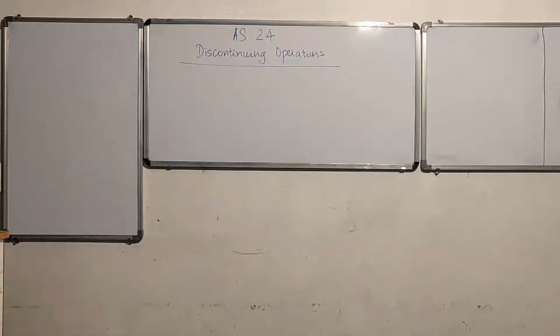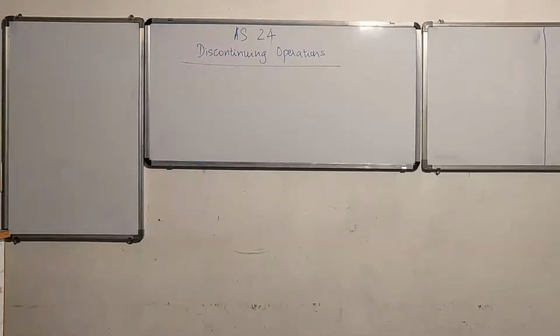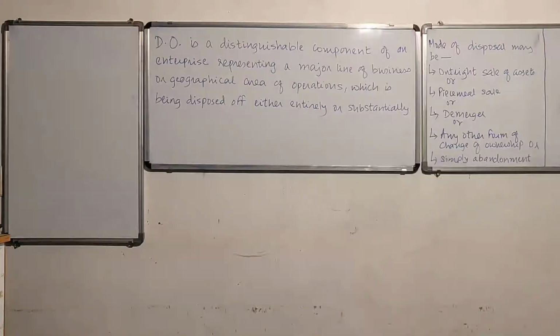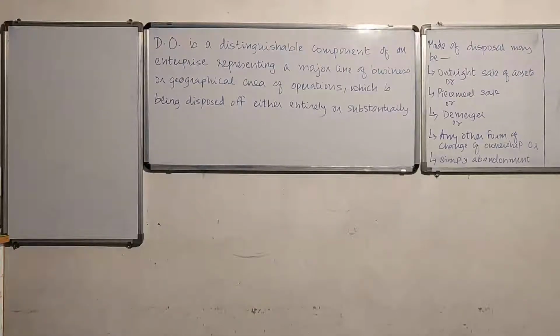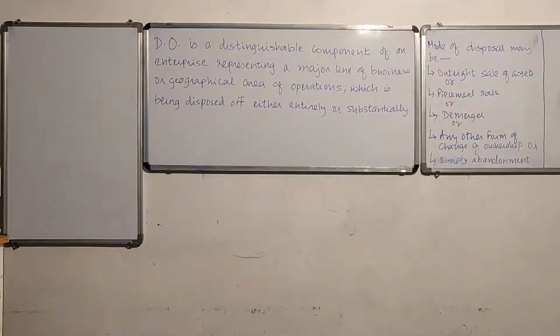But first and foremost, of course, we will like to know what do we really mean by a discontinuing operation. So let's analyze the definition given under Accounting Standard 24. Yes, this is what we mean by a discontinuing operation under Accounting Standard 24. Discontinuing operation, I have written that in short, is a distinguishable component of an enterprise representing a major line of business or geographical area of operations which has been disposed of either entirely or substantially.